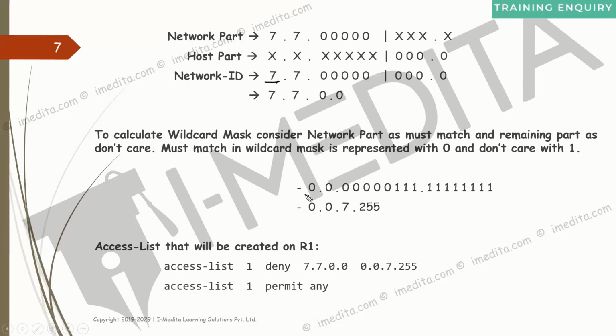So the first octet must match, the second octet must match, and the first 5 bits in the third octet must match. So 0, 0, 0, 0, 0, and I do not care about the 6th, 7th, or 8th bit of the third octet, and I do not care about the last octet. So the wildcard mask is going to become 0.0.7.255. If we need to match that range, this is the network ID and wildcard mask you can write down.